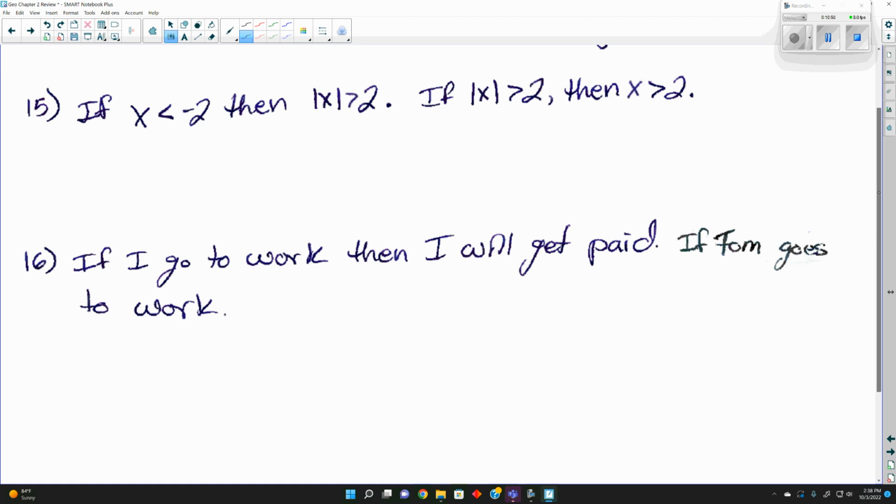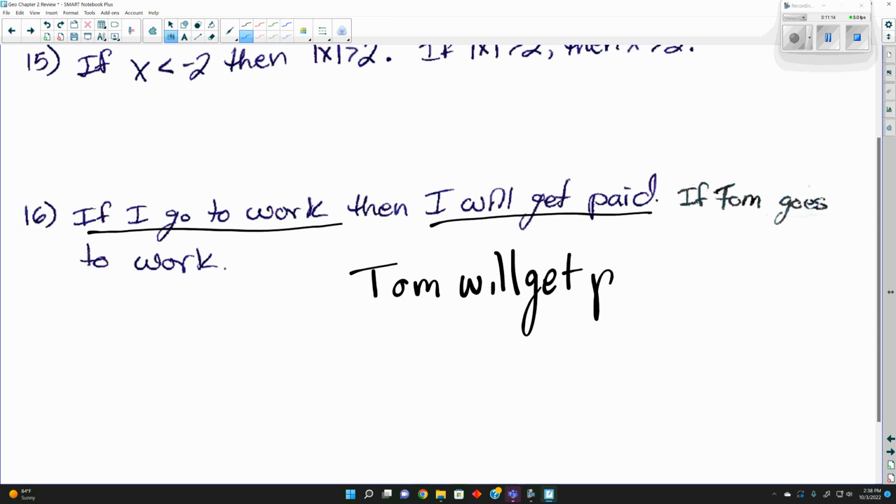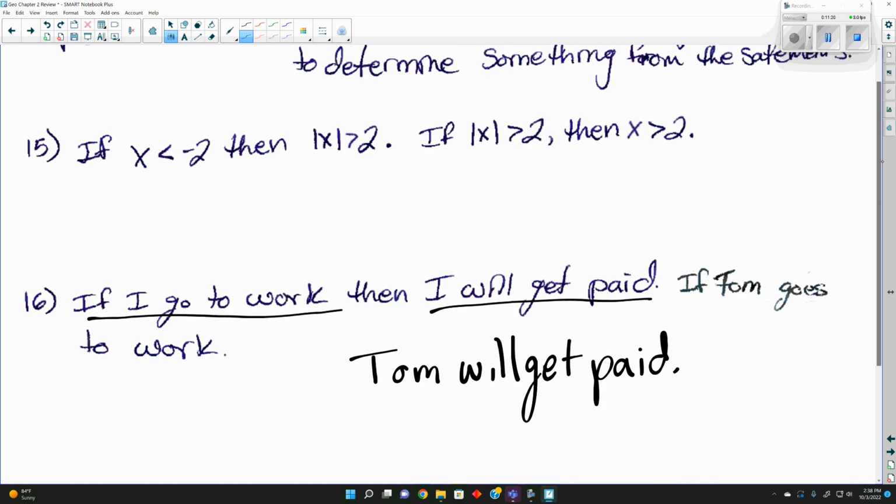So if we look at 16, if I go to work, then I will get paid. That's a conditional statement, if-then. If Tom goes to work, well, that makes the hypothesis of this statement true, yes? So the conclusion must also be true. The conclusion is I will get paid. So what can we say? Tom will get paid. So if it's detachment, they're going to give us an if-then statement and then a statement to follow.